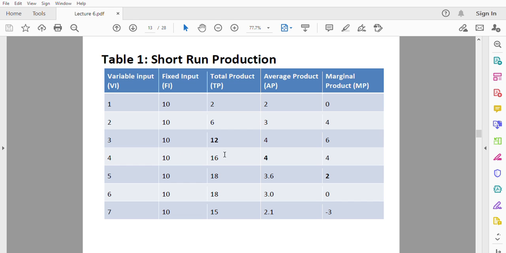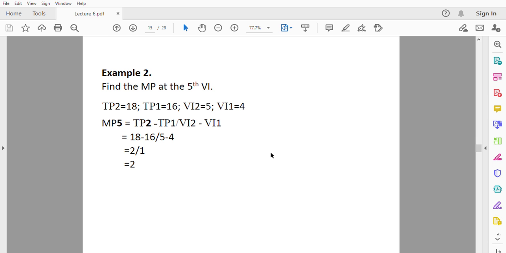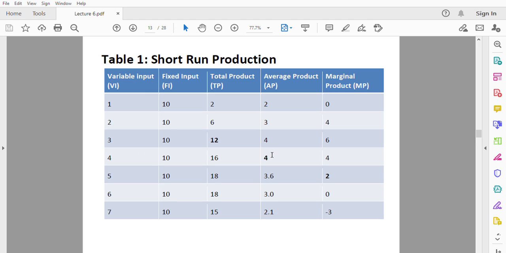So 16 divided by 4, and that gave us this 4. Right, let's go to example 2. Example 2, we have to find the marginal product of the fifth variable input.